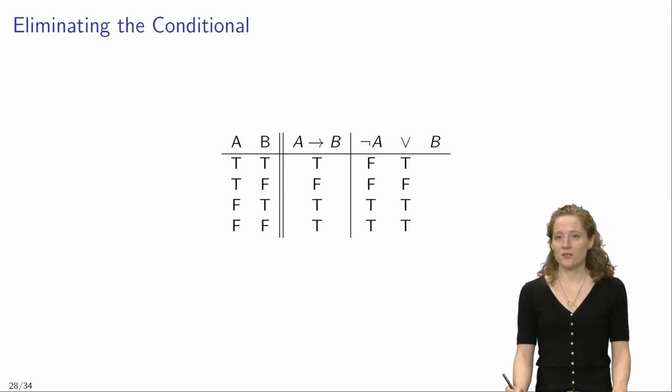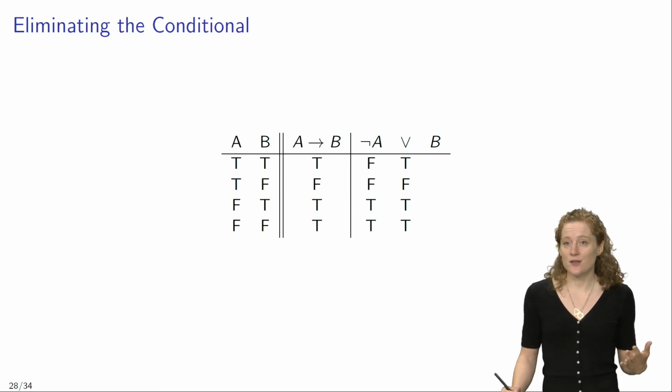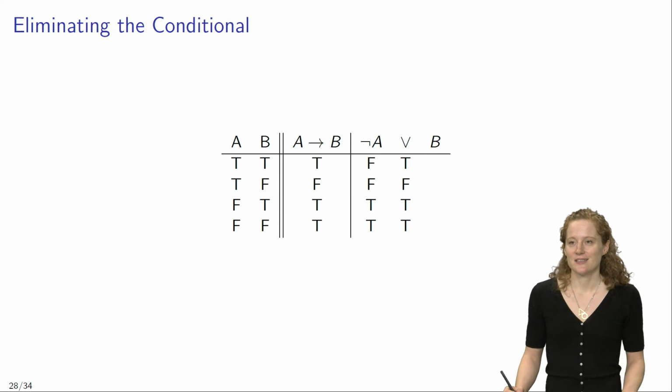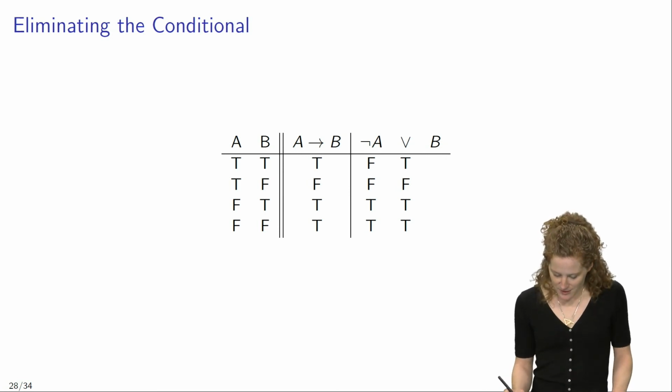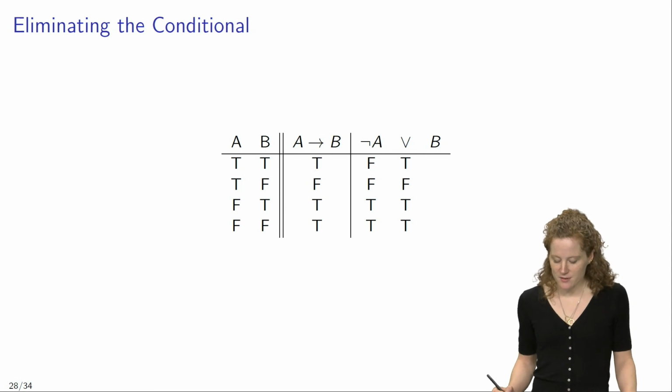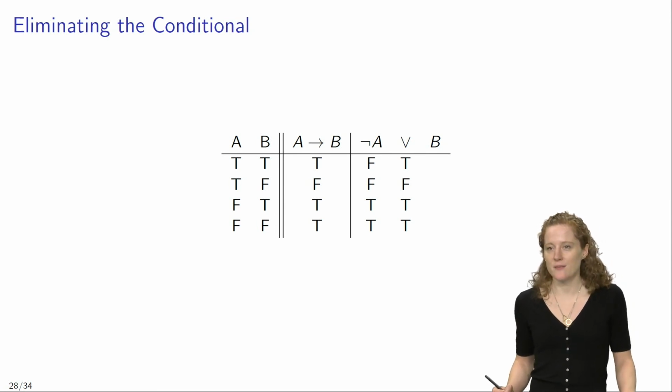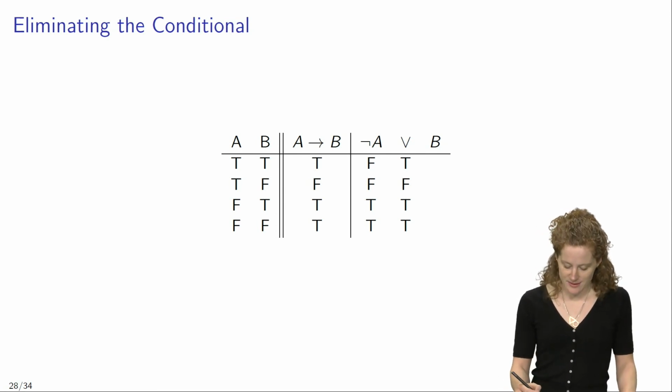Similarly, we could also eliminate every occurrence of a conditional using only the negation and the disjunction sign. So here you see the joint truth table for the two sentences if A then B and not A or B. And you can see that the pattern of T's and F's under the main connective of these two sentences is exactly the same.